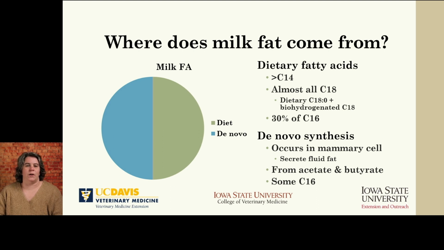Now, everything over a 14 carbon length chain is going to be from the diet. So our longer carbon chains are going to be mostly dietary fatty acids. Our shorter chain fatty acids, so C16 and anything lower than that, those are going to be de novo, or produced by the mammary cell, by the goat herself, from those precursors that we talked about earlier, acetate and butyrate.